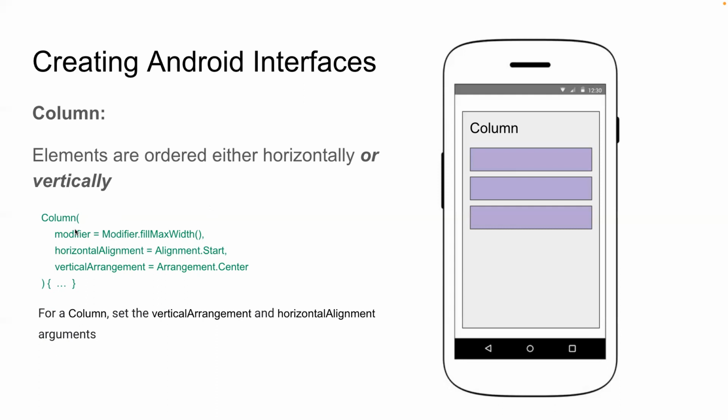So in creating a column, we set the horizontal alignment to start. Although these items are stacked on each other, we are aligning them to the left. So this is start, this is top, this is end, and this is bottom. Start, top, end, bottom. And so we are aligning it to the start. And our vertical arrangement, we want to center it. So it's going to be centered on the screen. We also have top. So this, for instance, looks top rather than centered.